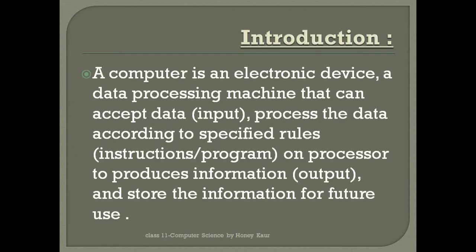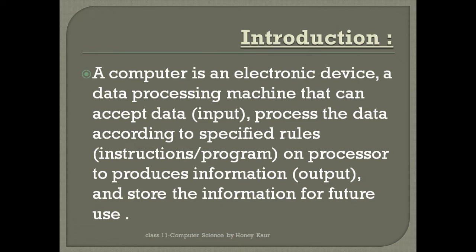The introduction says a computer is an electronic device. We all know computers work with electricity. So it is an electronic device and a data processing machine. It is a digital device in which data is processed, and for processing we require data. So data is first input by the user through input devices. It is processed by the central processing unit, that is CPU, and then the CPU produces the information that we store in the computer memory for future use.